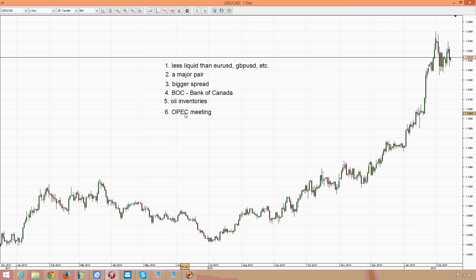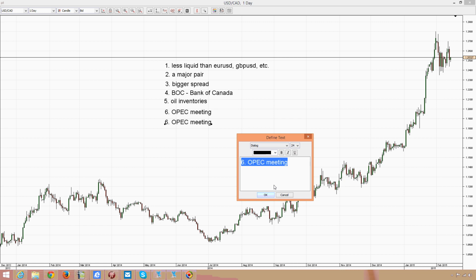Also look at the Ivey PMI, as it is being called in Canada. It is like the regular PMI in Europe, or the ISM, non-manufacturing and manufacturing in the US, with one difference. If in Europe, for example, it is being released PMI manufacturing, PMI services, in Canada it's only one PMI, this Ivey PMI.